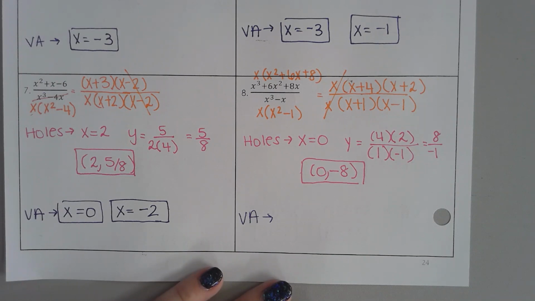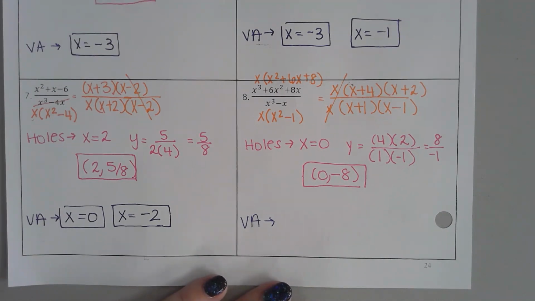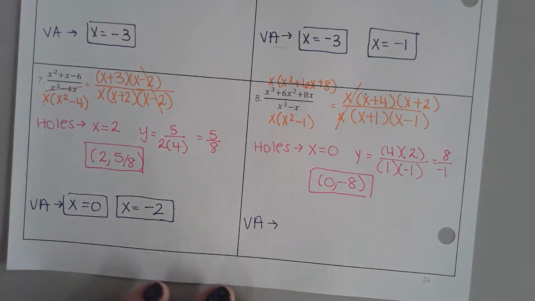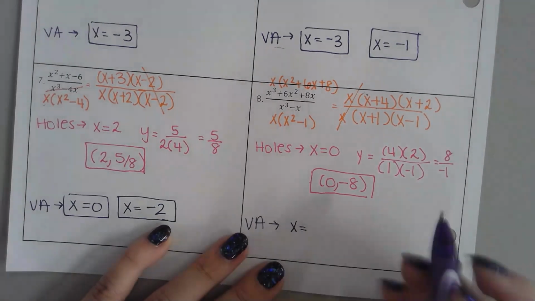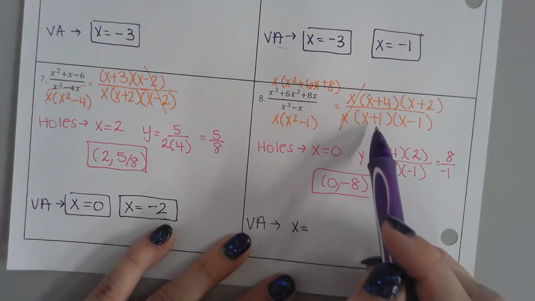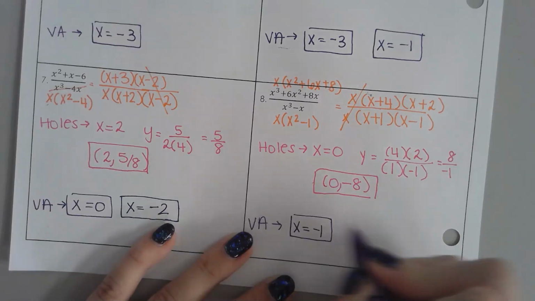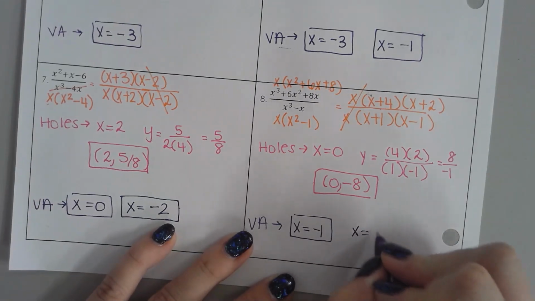And then vertical asymptotes. We have 2 factors left over in the denominator. I would have a vertical asymptote at x equals negative 1 and a vertical asymptote at x equals positive 1.